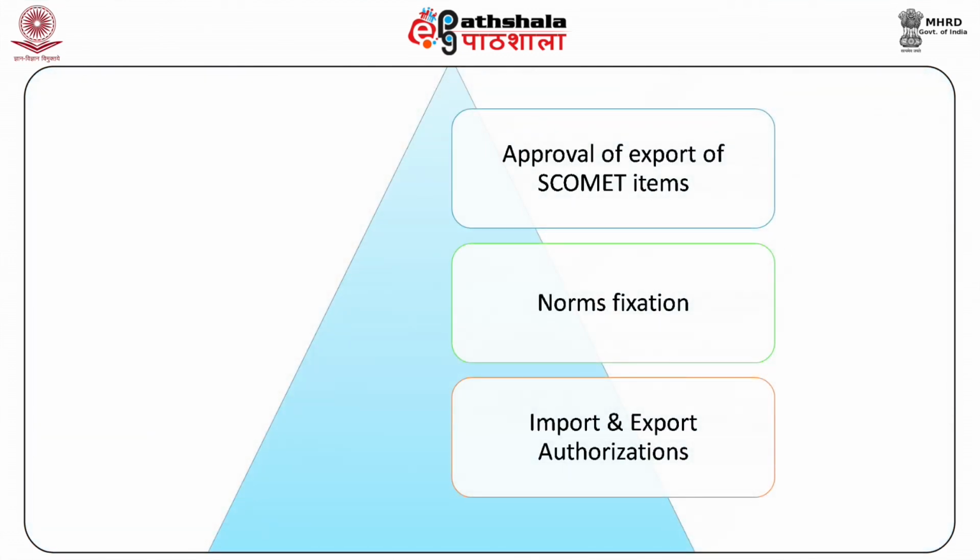Fourth, online inter-ministerial consultations. The EXIM policy proposes to have online inter-ministerial consultations for the following purposes in a phased manner: approval of the export of SCOMET items, norms fixation, import and export authorizations. The objective of introducing online inter-ministerial consultation is to reduce time for approval. After this, there would not be any need for exporters to submit hard copies of documents for these purposes.